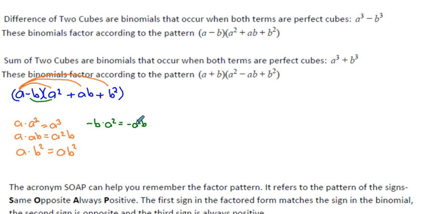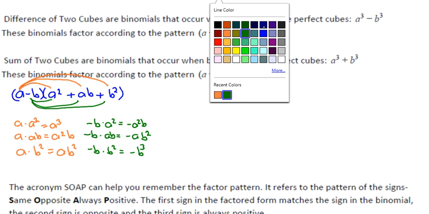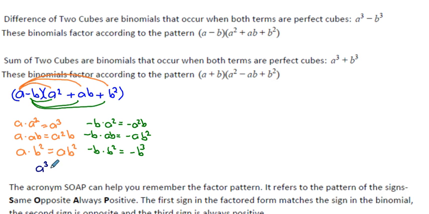Whenever we have more than one variable in a monomial, I always like to put it in alphabetical order. Then we have negative b times ab. That gives us negative ab squared. And then negative b times b squared equals negative b cubed. Now what we're going to do is write all of this out, all of these separate monomials we have here. We have a cubed, then a positive a squared b, a positive ab squared, and then minus a squared b, minus ab squared, minus b cubed.